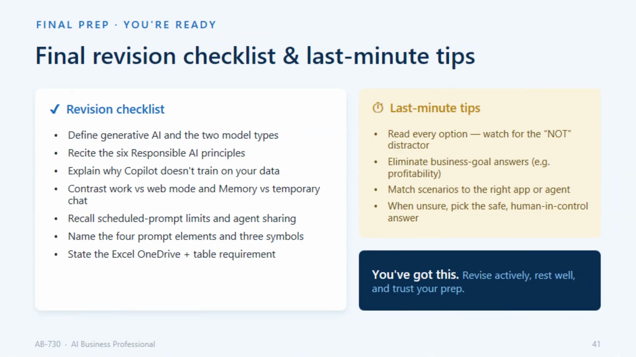Final checklist. Define generative AI and its model types. Recall the 6 responsible AI principles. Explain why Copilot doesn't train on your data. Contrast work versus web mode and memory versus temporary chat. Remember scheduled prompt limits and agent sharing. Name the 4 prompt elements and 3 symbols, and state the Excel OneDrive plus table requirement.